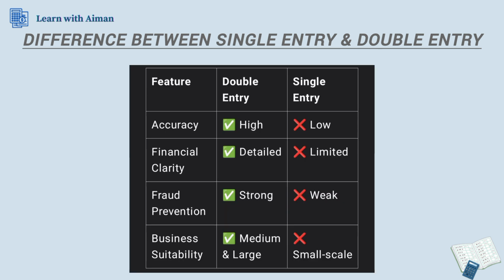Difference between single entry and double entry. Here in this table, we are taking three columns. Number 1 is feature, number 2 is double entry, and number 3 is single entry. So we can differentiate between the double entry system and single entry system easily.